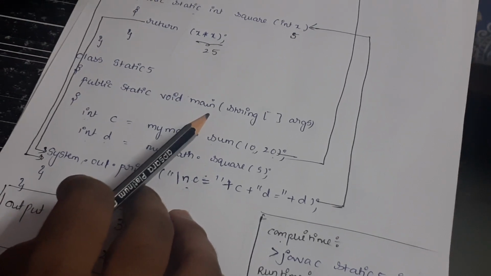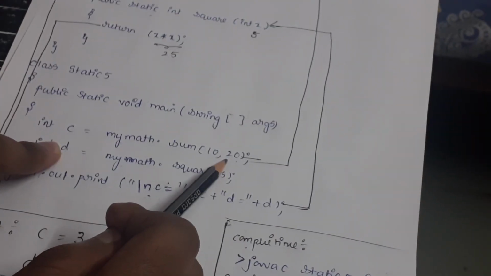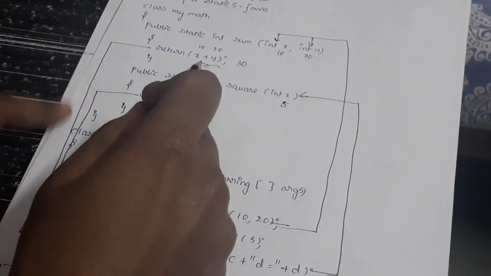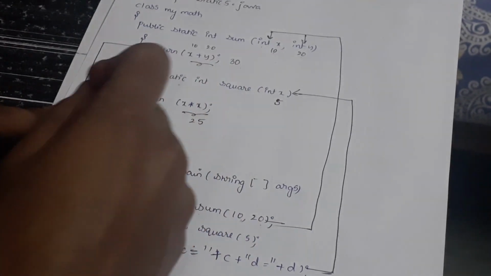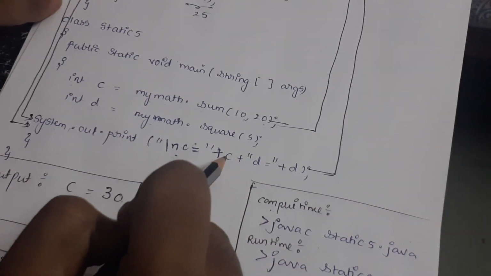As in MyMath.sum, x is equal to 10, y is equal to 20. These values will be passed over here, so x is equal to 10 and y is equal to 20. Now this total value is sum, and this sum is returned to the statement again here, and in c you will be getting an output as 30.